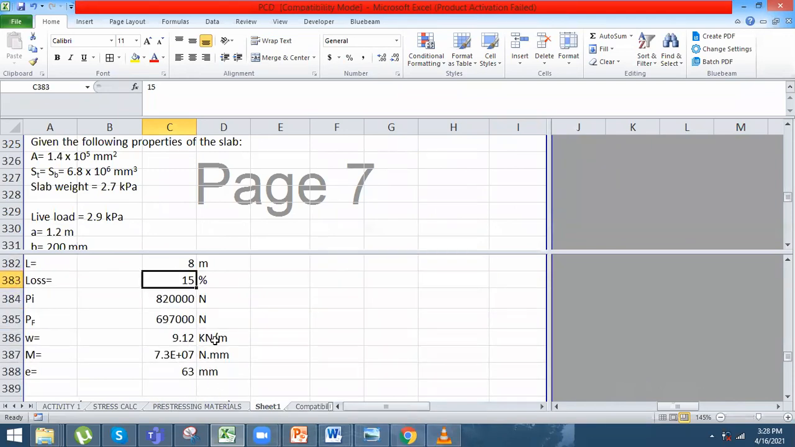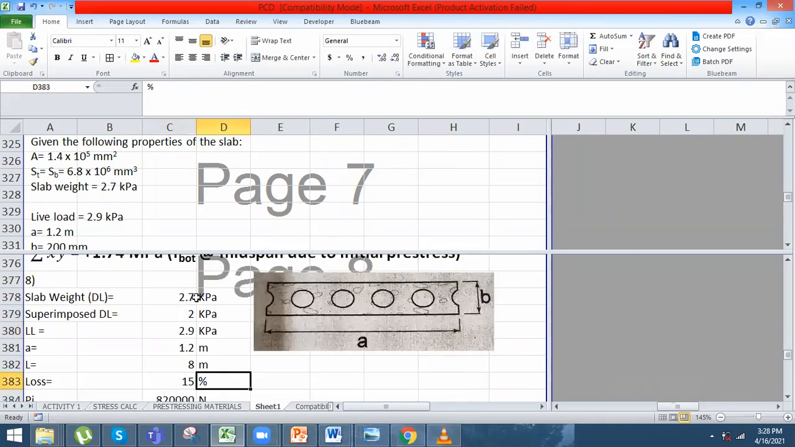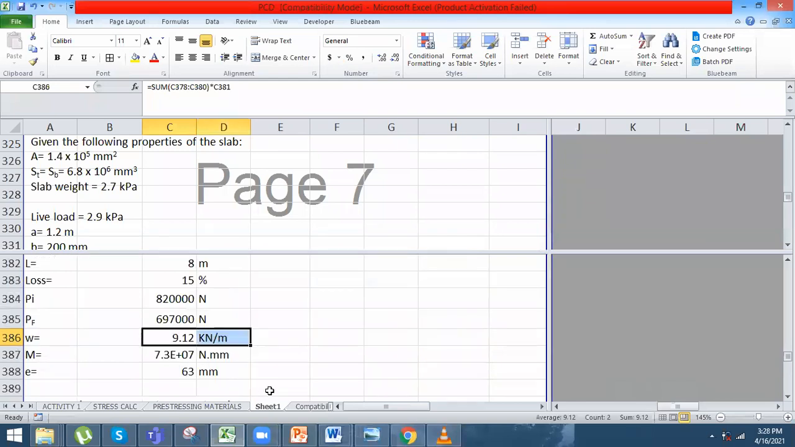So if we have initial na 820,000 Newton, therefore only 85% yung magagamit natin sa final pressurizing force. So that would be 697,000 and ito naman is the weight uniformly distributed load. That is yung pinag-add na dead load na dalawa tsaka yung live load at i-multiply sa 1.2. That would generate into 9.12 kN per meter.